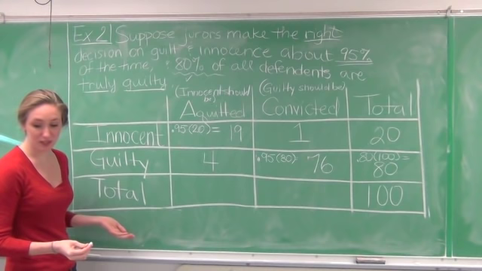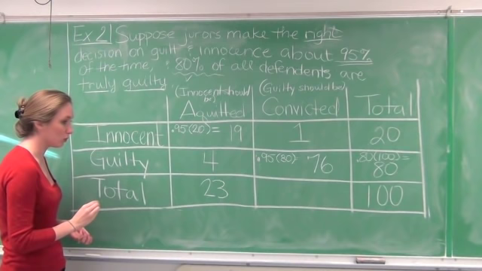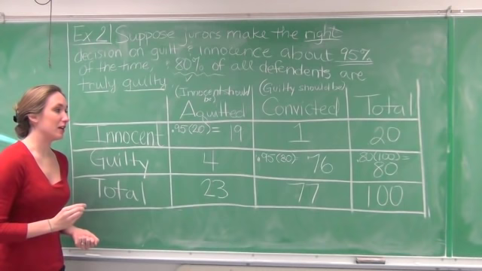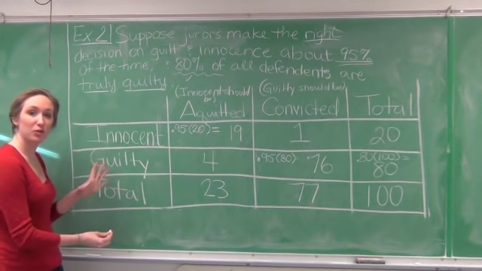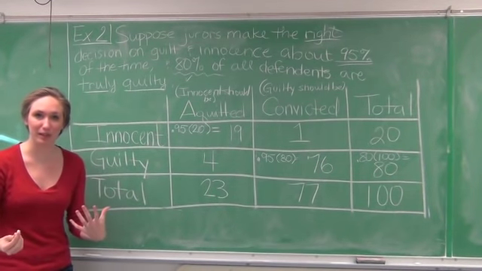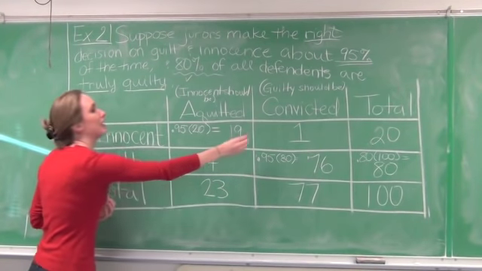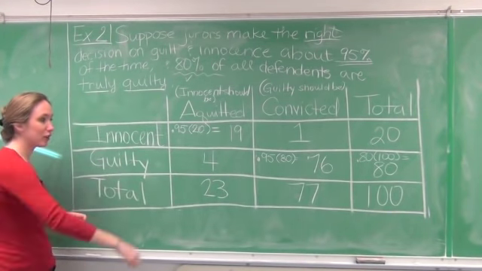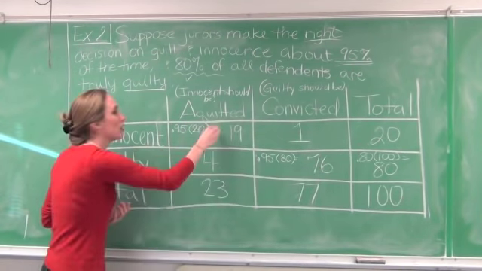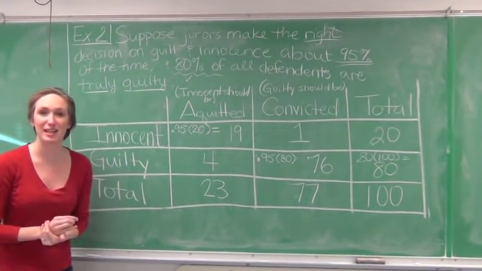Now the last thing is just the totals column. So we're going to add up the acquitted to see that 23 defendants total were acquitted and that 77 total defendants were convicted. So now we've created this table, and this is going to be our baseline to jump off of for creating these conditional probabilities. Basically, what's the probability of a convicted person being innocent, or the probability of an acquitted person being guilty, or the probability of an innocent person being acquitted. You can make so many problems based off of one table. So we're going to jump into that next.